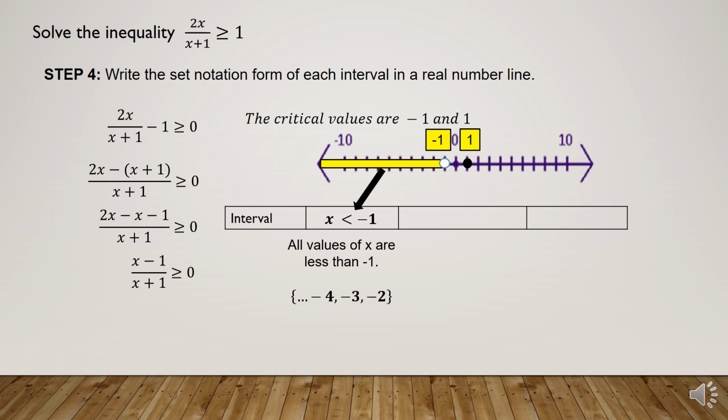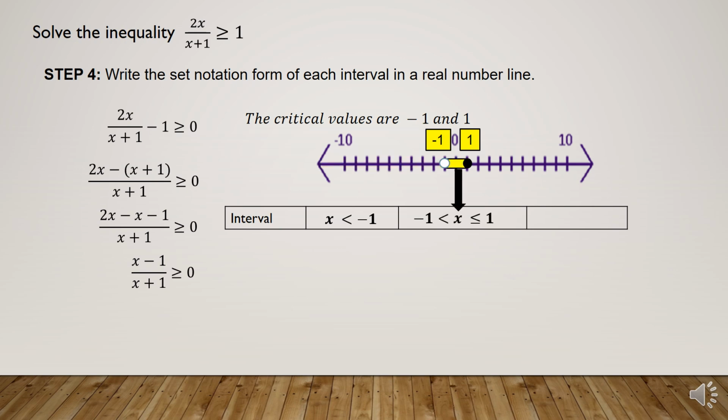So -1 is not included in the given interval. The next interval, we have the values -1 is less than x, but x is less than or equal to +1. Since you have observed that we have an open, then closed, therefore the open is less than, and the closed is less than or equal. It means that all values of x are greater than -1, but less than or equal to +1.